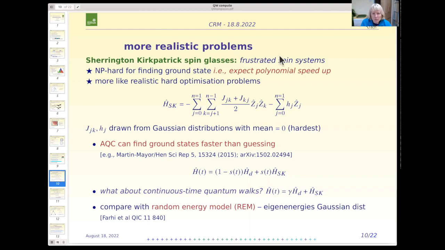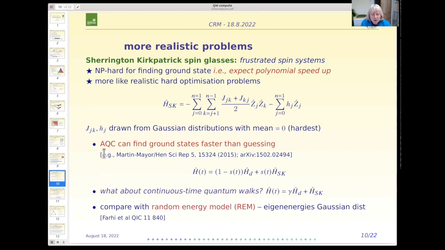So what you've got is a whole set of qubits, two-state systems that interact, and you want to find the ground state, the lowest energy arrangement of the zeros and ones. Finding the ground state is NP hard, so you expect a polynomial speed up, not exponential. And it has many characteristics that are more like hard optimization problems. So I'll give you the definitions properly on the next slide.